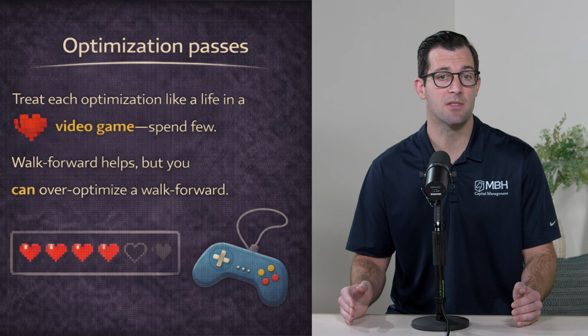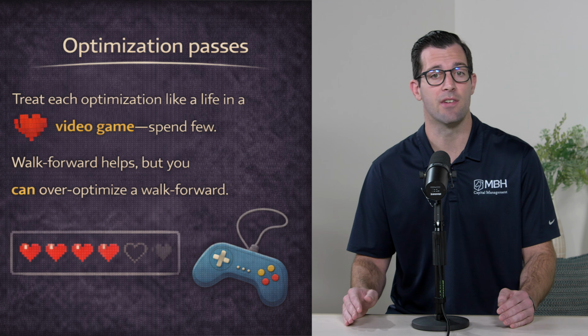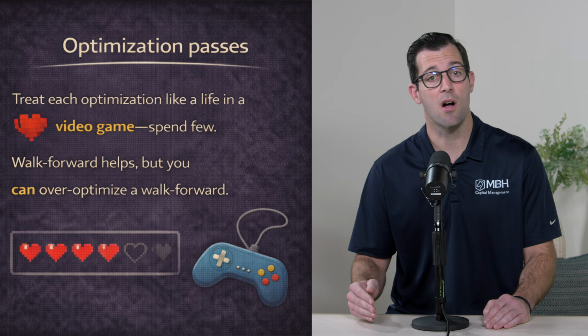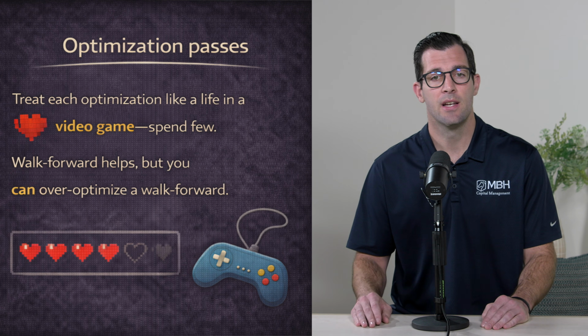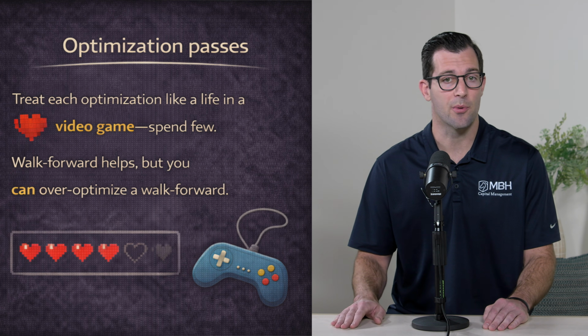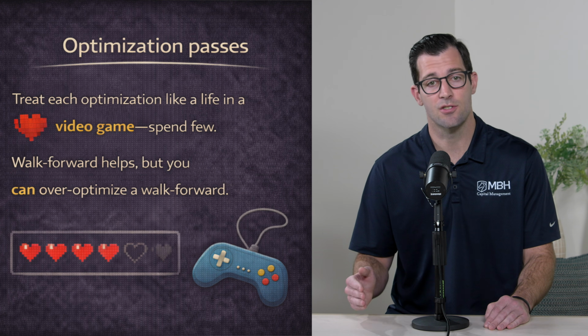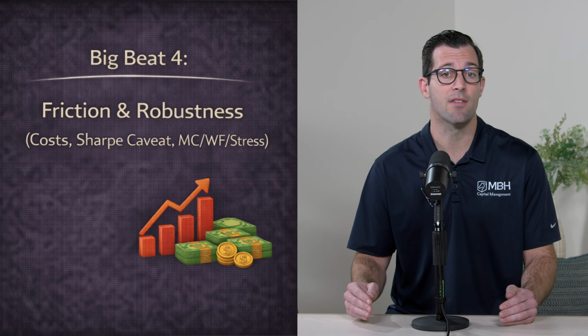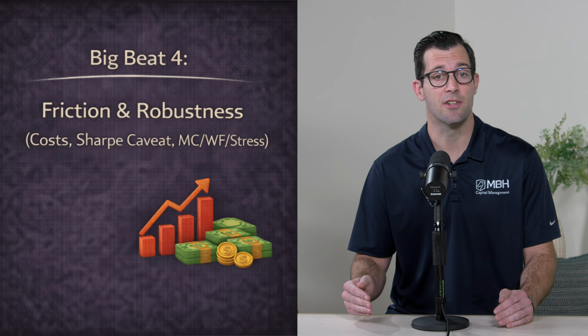When it comes to optimization, you want to make sure it passes. Treat optimization like a life in a video game. Spend few. Walk forward analysis helps, but you can over-optimize in a walk forward. If the recipe only works exactly at 351 degrees for 7 minutes and 12 seconds, it's not a recipe, it's curve fit art. Take into account the friction and robustness test of how much it costs to run this trade.